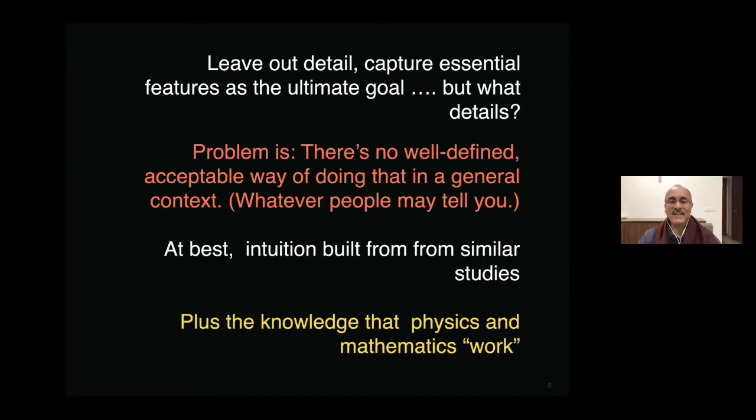When I said leave out detail, capture essential features is the ultimate goal, I guess most of the speakers who work in modeling have pretty much said these things. But always the question is, what details do you leave out? The problem behind all of this, for people who think about quantitative descriptions of biological systems, is that there is no well-defined, universally acceptable way of doing that in a general context. People may fool you about this in different ways, but what you leave in and what you take out is very much a matter of the individual modeler's own ideas about what is important. At best, what helps you do this is intuition from similar studies, plus, of course, the overarching knowledge that physics and mathematics, in quotes, work. They are very successful descriptions of reality.